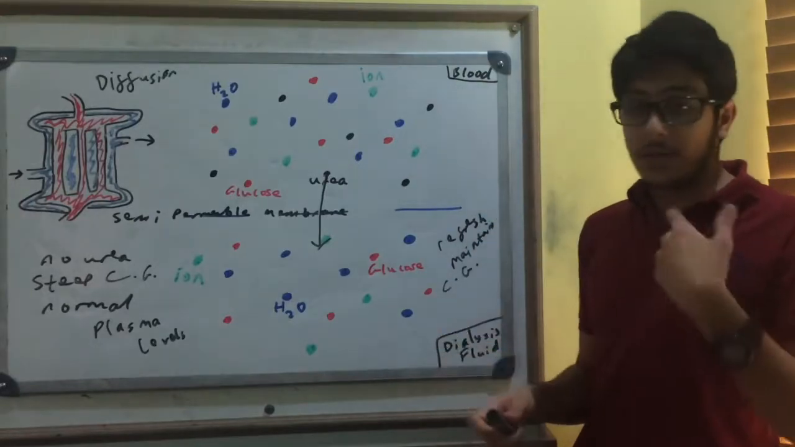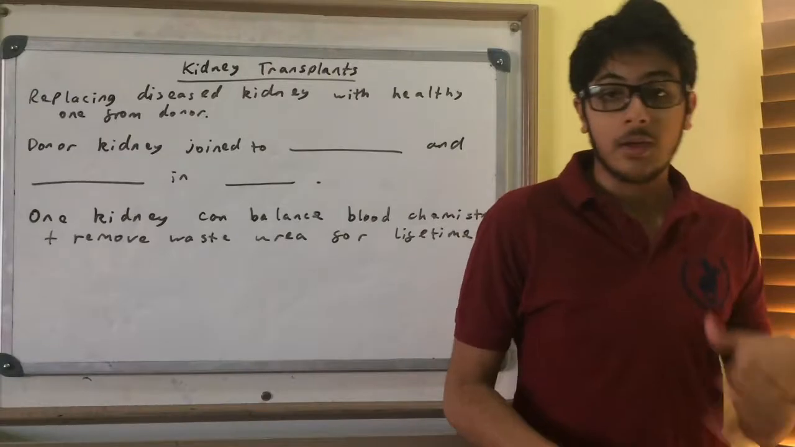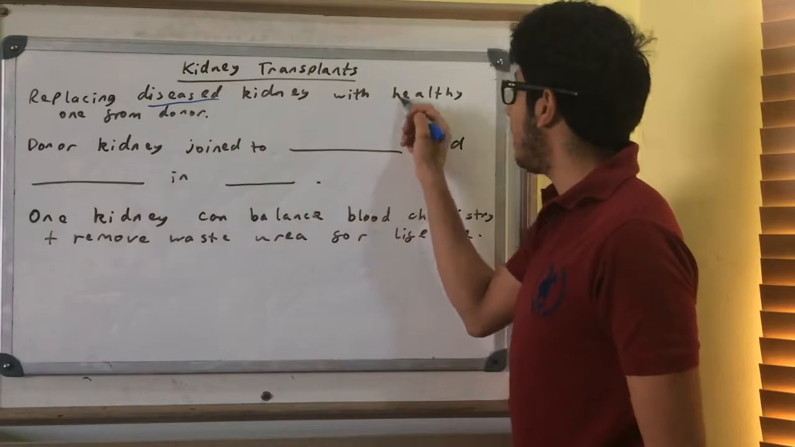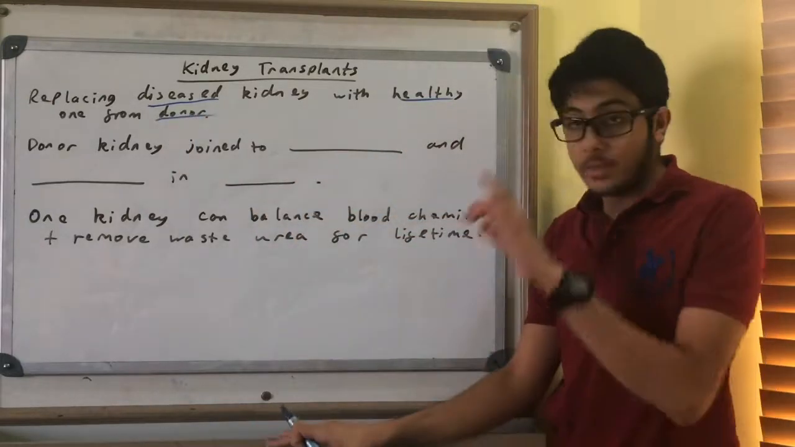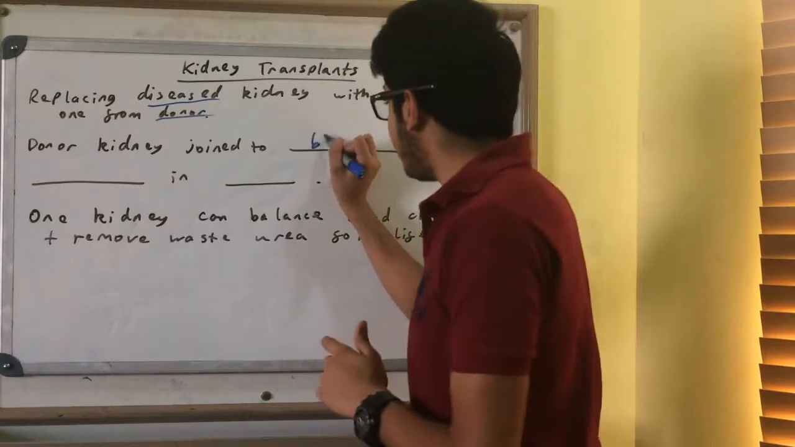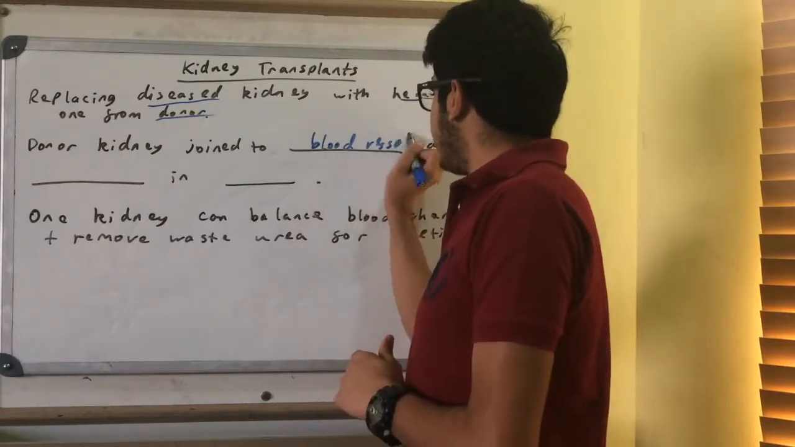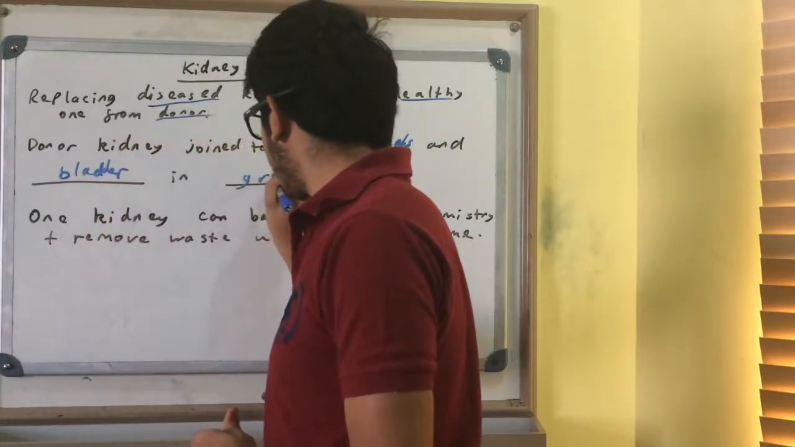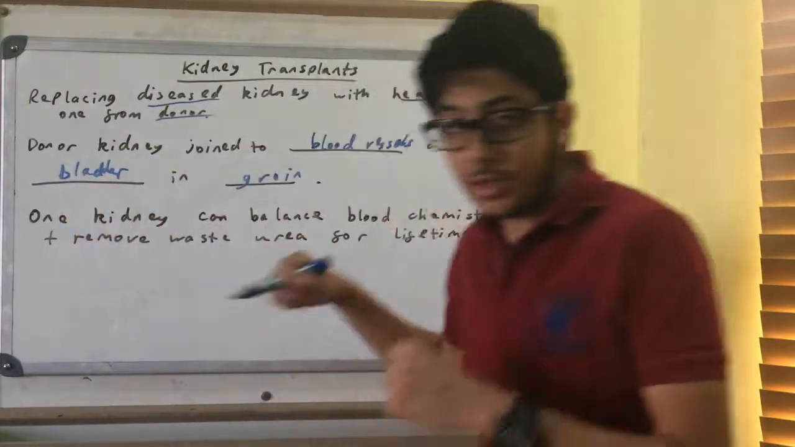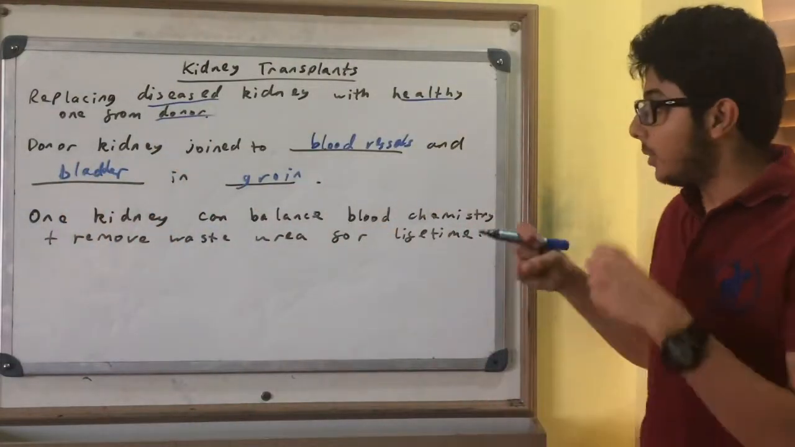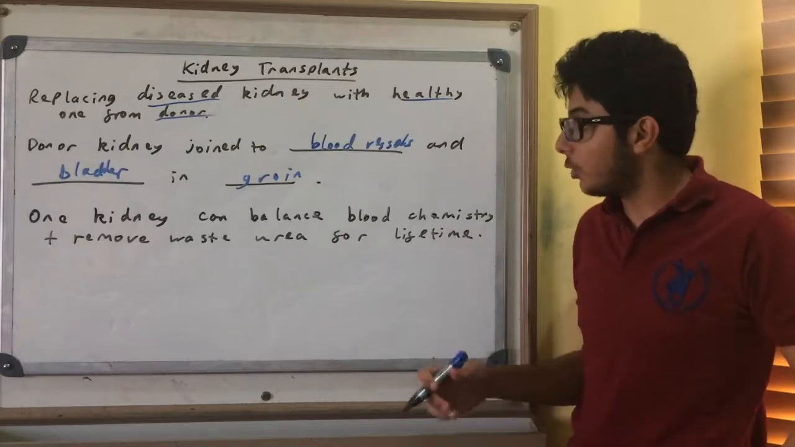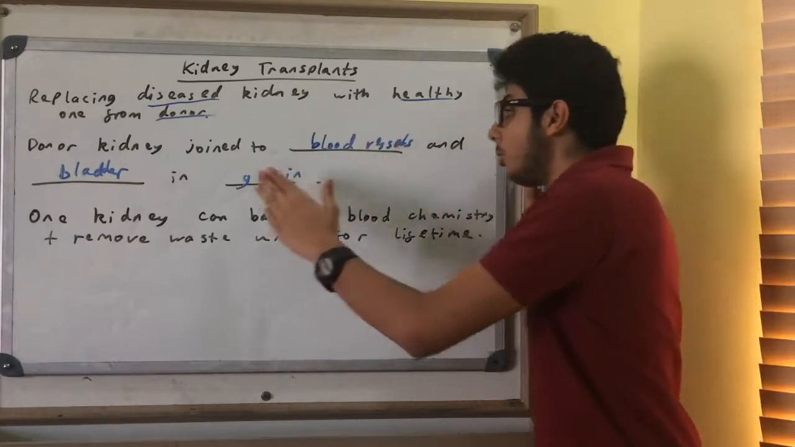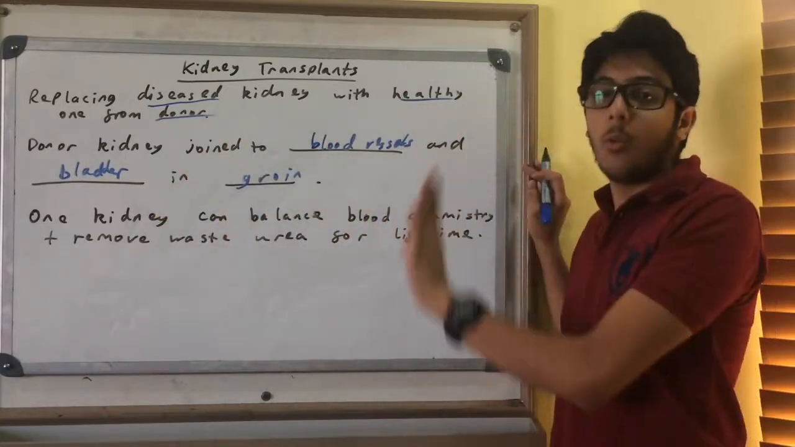And now we're going to move on to kidney transplant, which is less confusing. Okay, so a kidney transplant is replacing the diseased kidney with a healthy one from a donor. The donor kidney is joined to your blood vessels and the bladder, but in the groin. So, you leave the old kidneys alone up here, but you put the donor kidney lower down in the groin and join it with the blood vessels so that blood can come in and out, and you join it to the bladder so that the waste can go away.